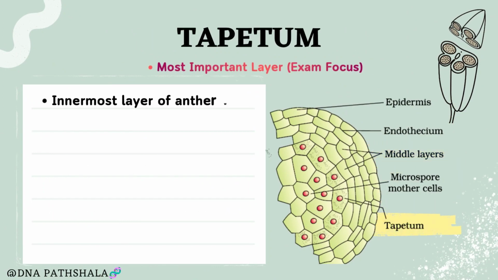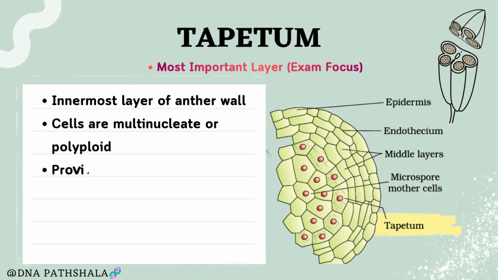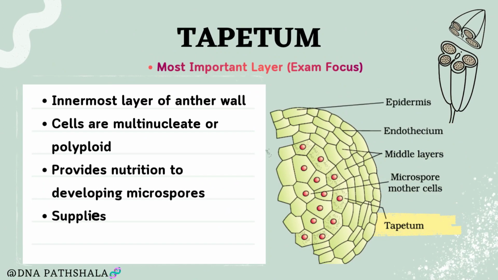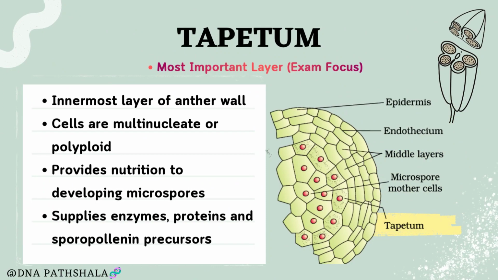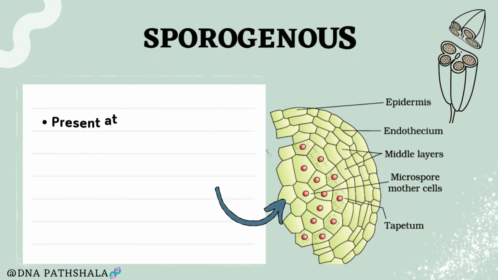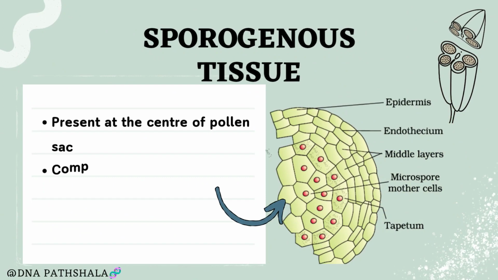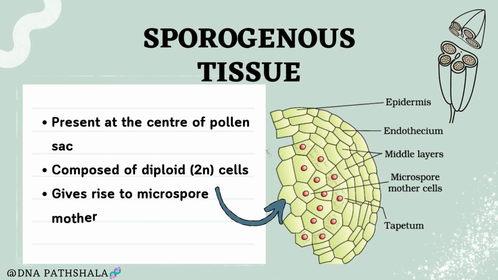Innermost layer is tapetum and this is very important. It provides nutrition and materials needed for the pollen development. Without tapetum, proper pollen formation cannot happen. Okay? Tapetum is very important. It gives nutrition to the pollen grains. Don't forget it. At the center we have sporogenous tissue. These are diploid cells which form microspore mother cells, that is MMC.